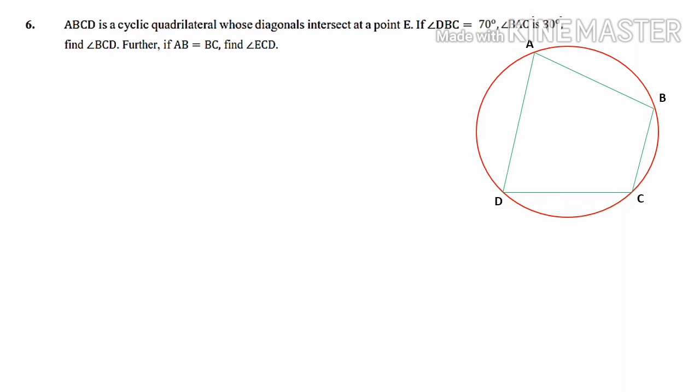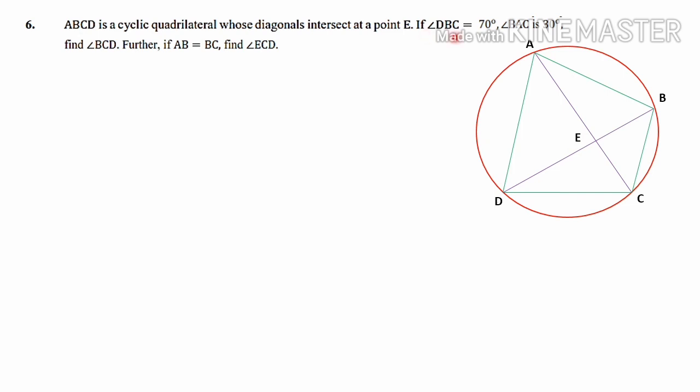ABCD. Cyclic quadrilateral, we have already learned, the vertices of the quadrilateral must be on the circumference of the circle. Here A, B, C and D, if you check, these points are on the circumference of the circle. So quadrilateral ABCD is cyclic, whose diagonals intersect at a point E. So let's take the diagonals, and they are intersecting at the point E.